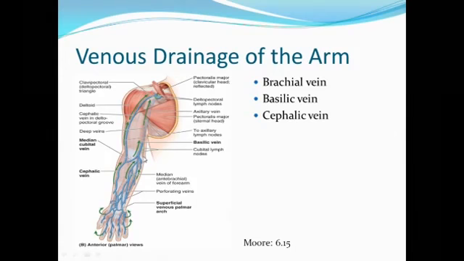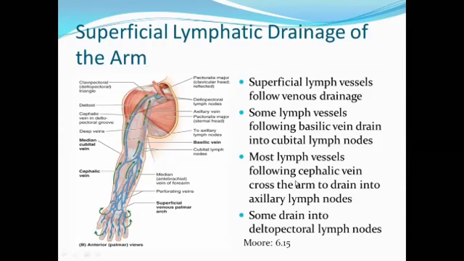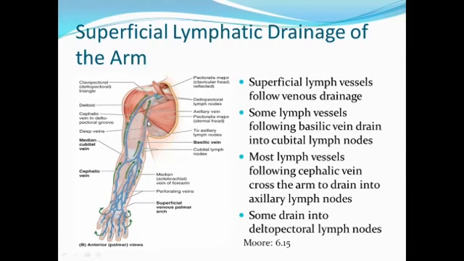So that's the superficial venous drainage of the arm, and as I said earlier, the brachial vein is not shown on this image. It would run paired with the brachial artery. So considering now the superficial lymphatic drainage of the arm, superficial lymph vessels will tend to follow the superficial venous drainage that we've just discussed. So we should look for lymph vessels travelling along with the pathway of the cephalic vein and of the basilic vein that we've just identified.